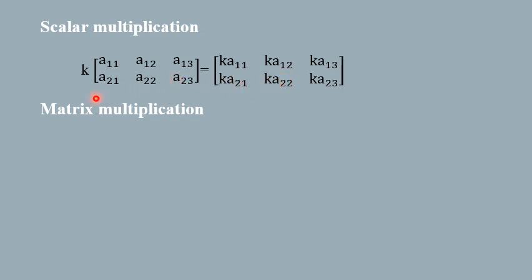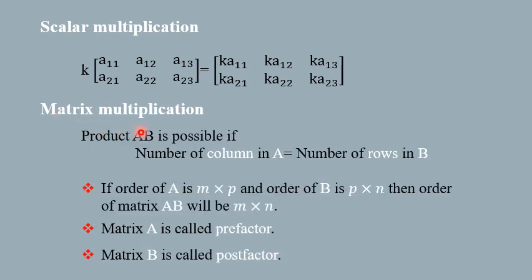Now in matrix multiplication there is one condition, and when the given two matrices satisfy that condition, then it is possible to find their product. The condition is: the product of two matrices A and B, that is AB, is possible if and only if the number of columns in A is equal to the number of rows in B.